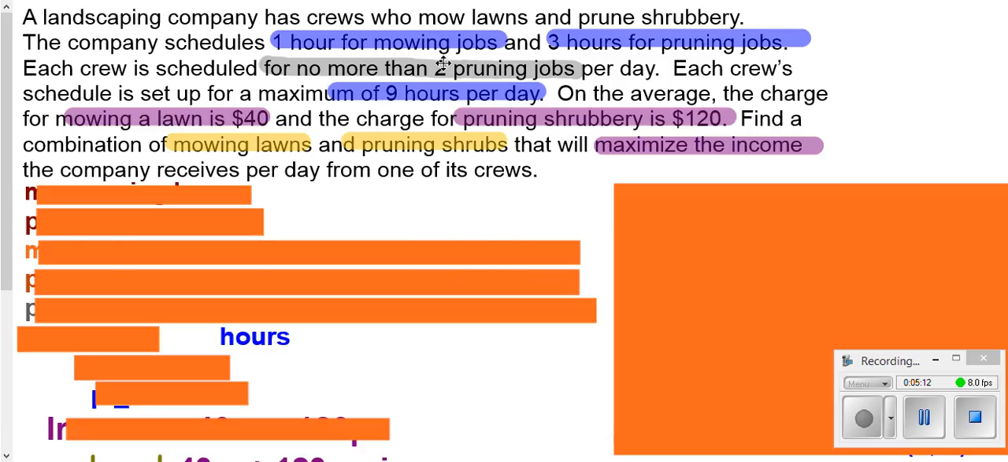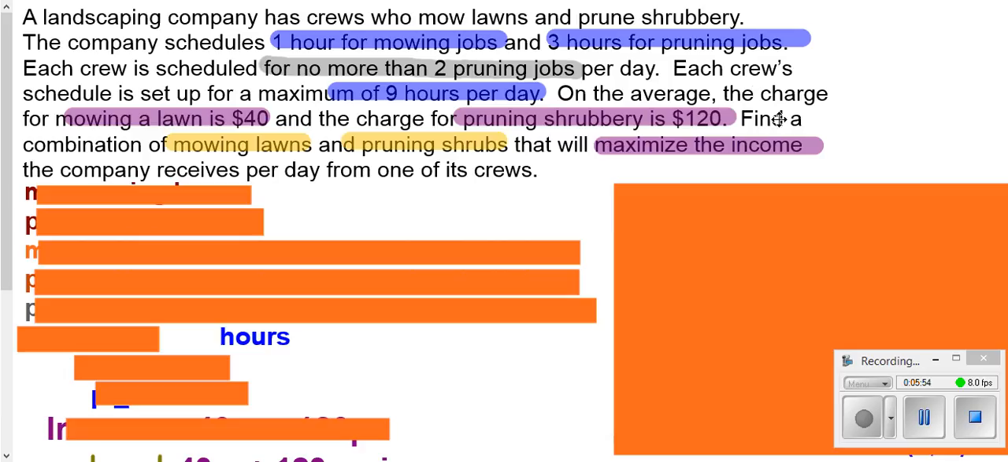So what I have done here is I've kind of highlighted some of the key things that go together. We have 1 hour for mowing jobs here, 3 hours for mowing jobs here, and we know we have a total of 9 hours a day. So those go together. And then here we're charging for mowing the lawn. Here we're charging for shrubbery, and we're looking for maximum income, which is money. So we know the purple things are going to be going together. We also have a restriction here of no more than 2 pruning jobs.